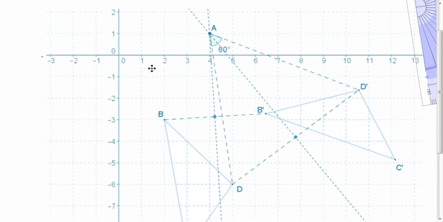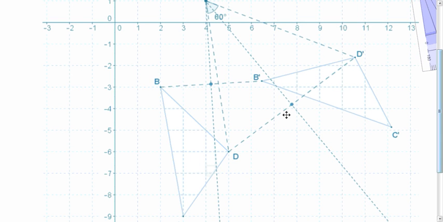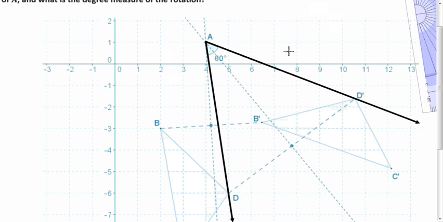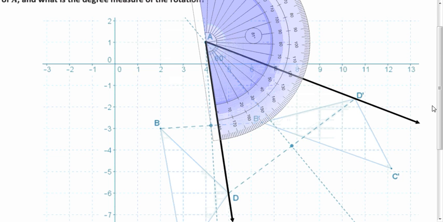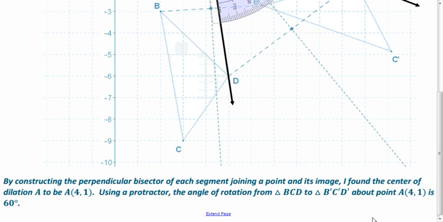So for example, in this problem, it turns out that the perpendicular bisectors, we did it here with BB prime and DD prime, those intersect at the point (4, 1). And to figure out that angle, connect your center of rotation to two corresponding points. We picked D and D prime here, and measure that angle, and it ends up being 60 degrees. Start with 0 on here, over to 60. And we're going counterclockwise, so we don't have to specify anything else.